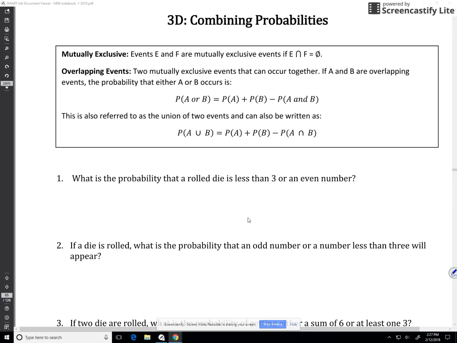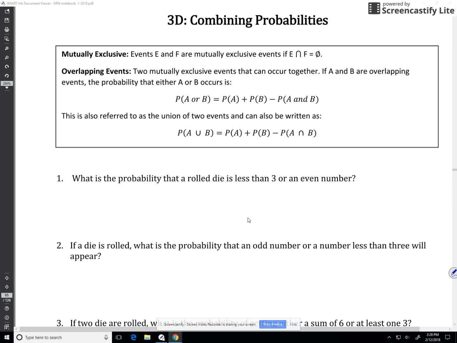If A and B are overlapping events, the probability that either A or B occurs is the sum of those two probabilities minus the intersection of the probabilities, meaning that A and B occur at the same time. This is also referred to as the union of two events and can be written as the probability of A plus the probability of B minus the probability of A and B happening together.